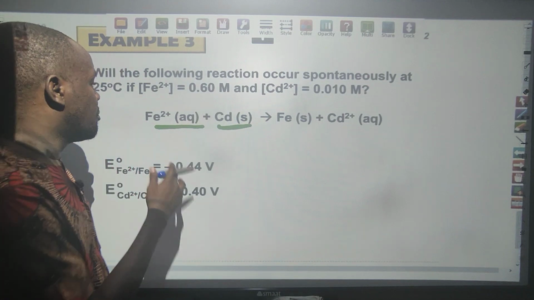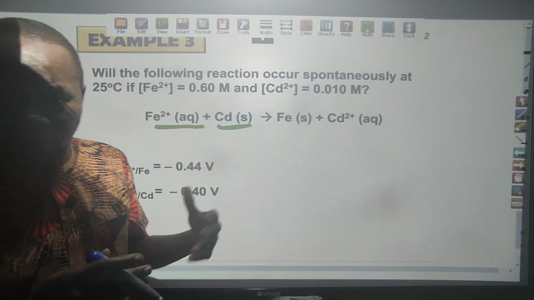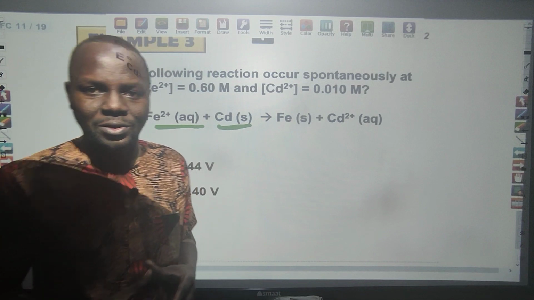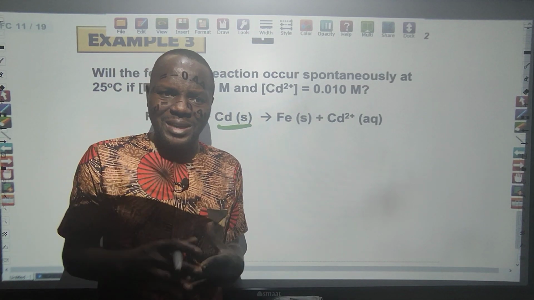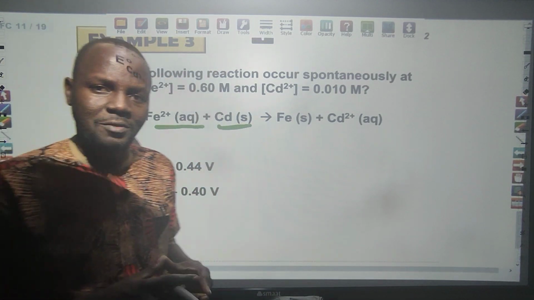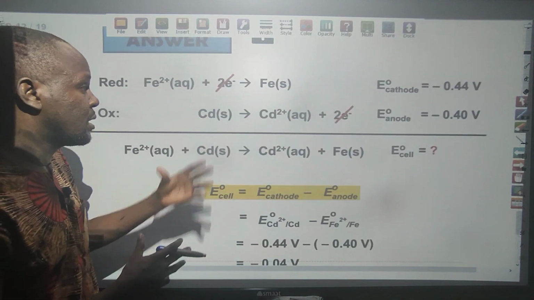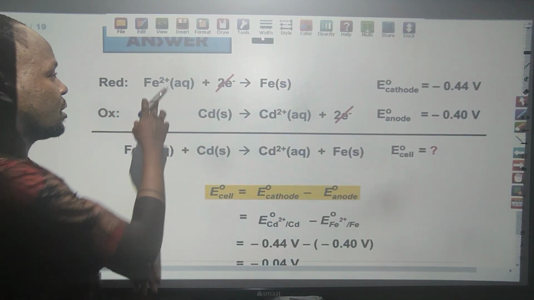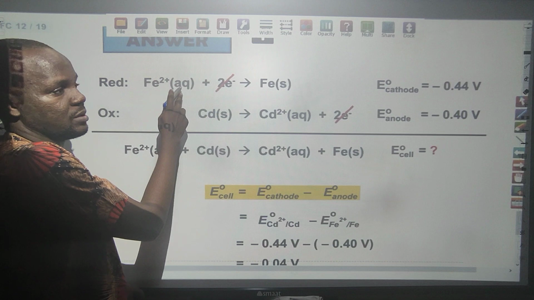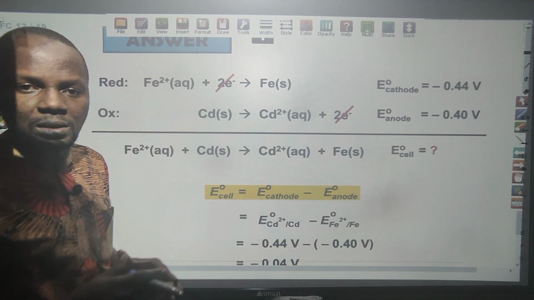If you want to write, even by knowing, the one that is solid will definitely be at the anode, and the one that is already in aqueous solution will be the cathode. These are terminologies we talked about in the first slide. Next slide. I will continue with the calculation. Writing the full reduction, you can say reduction will be this, and this one will be the oxidation.